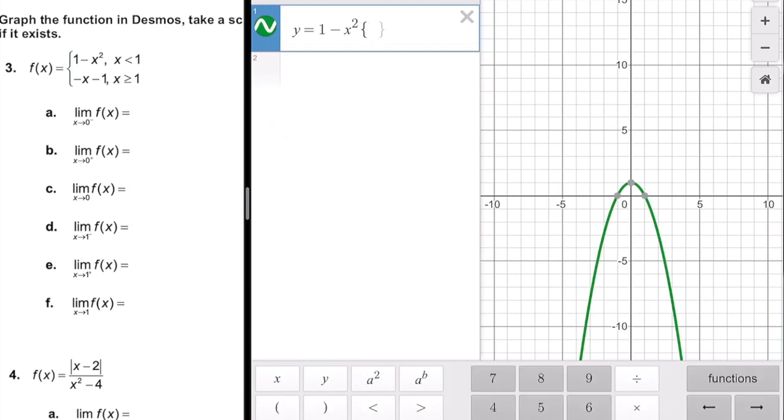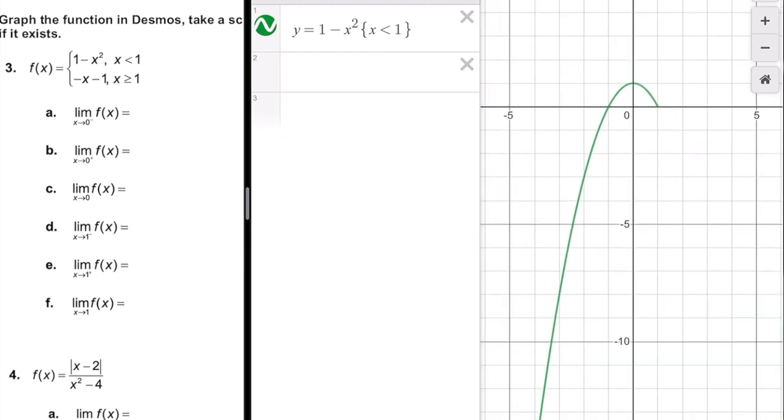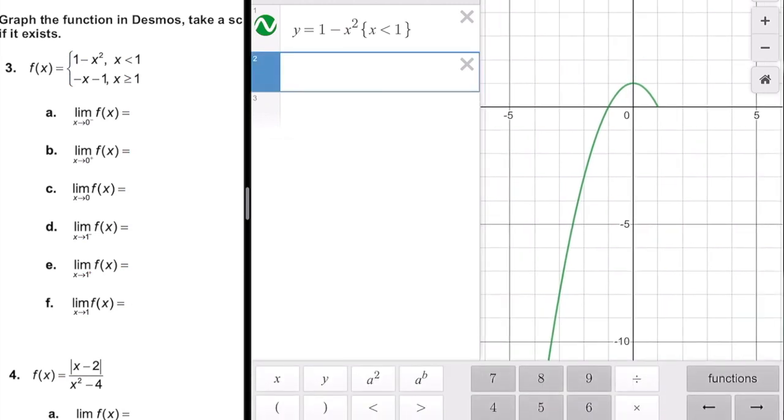Go back to the home page and we're going to type x less than 1. And that should be it. And what you can see is it cut it off. Great. Okay. And then for the next one, we're going to do y equals negative x minus 1.